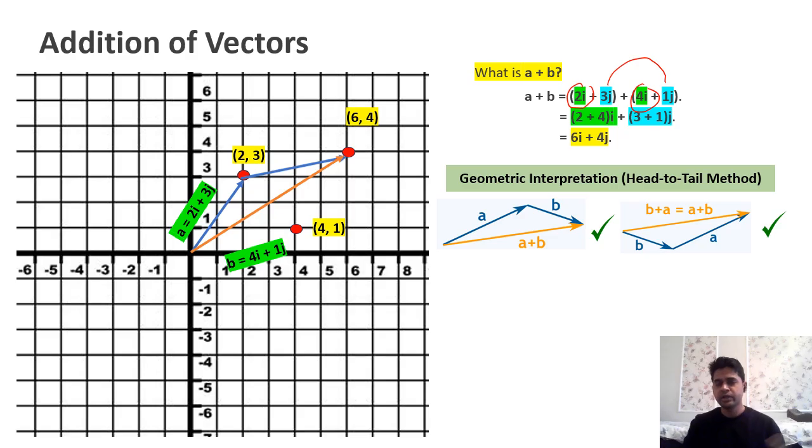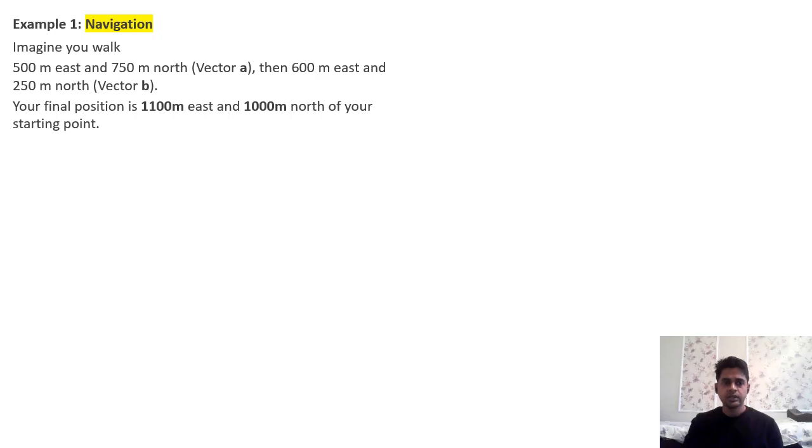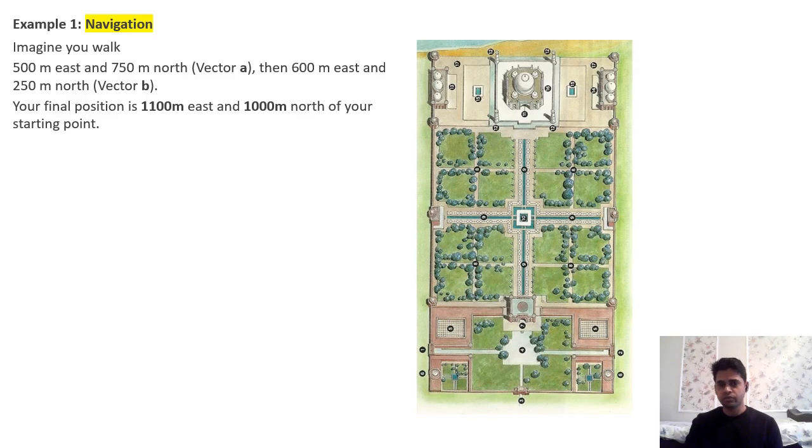Now if we have understood this addition of vectors, then we need to understand one example, like 500 meters. Imagine you walk 500 meters east and 700 meters north. For this I will take one example. This is the map of the Taj Mahal, which is in India, and the Taj Mahal comes in the seven wonders. Now imagine you walk 500 meters in the east direction, and then 700 meters in the north direction, and then 600 meters again in the east direction, and then in the north direction 250 meters.